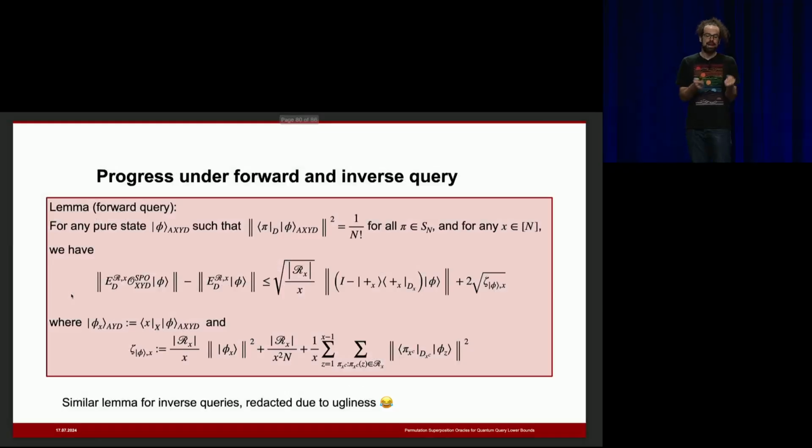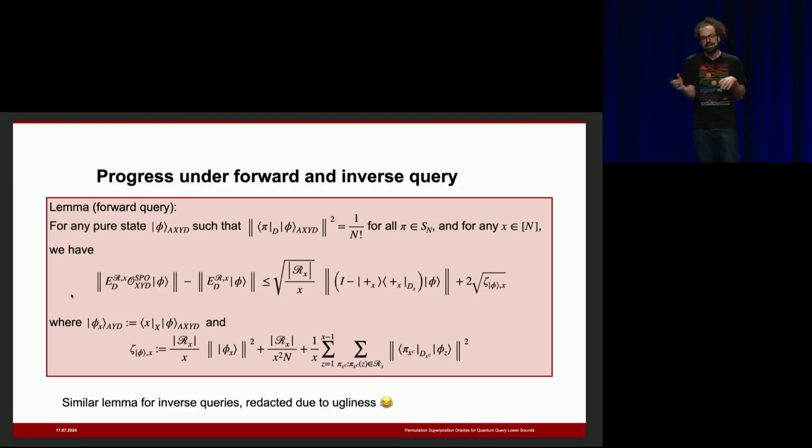Now, using these operators, we can prove such a progress lemma. It looks very cluttered, but let's first focus on the left-hand side. There you have the difference of the progress measure operator applied to a state phi, and the progress measure operator applied to the same state, but after the application of an additional query. So that's literally bounding the progress that's made with one query.